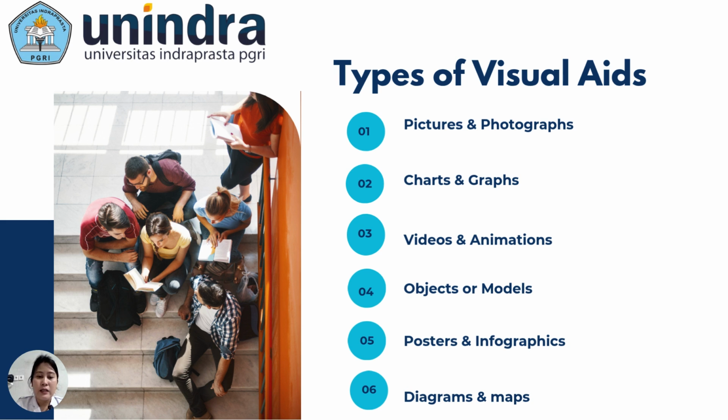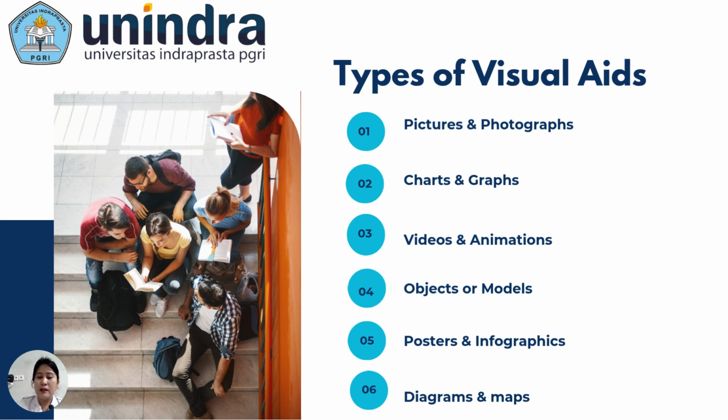The sixth one is about diagrams and maps. Diagrams are simplified drawings that explain relationships, processes, or parts of something. Maps are visual representations of a geographic area showing location, direction, or spatial relationships.